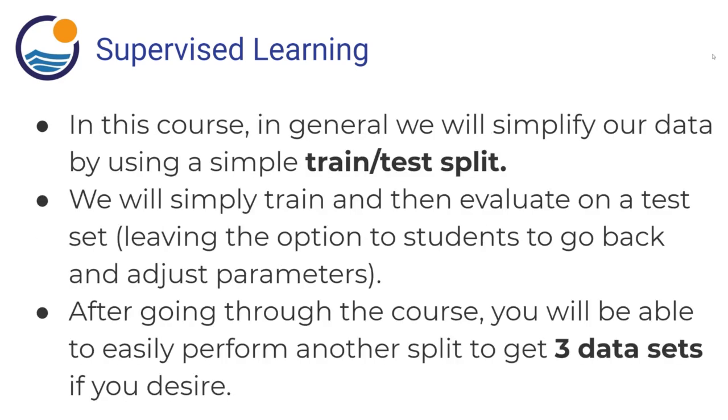Now, in this course, in general, we're going to simplify our data by just doing that single train test split. While technically we could be doing another split to get both a validation and a test set, for the kind of problems and exercises we're doing in this course, since we're not really deploying a lot of these models to the real world, it's not a huge deal that we essentially just have a training set and a test set, and we skip the in-between validation set. So we will simply train and then evaluate on a test set, and we'll leave the option to the students to go back and adjust the hyperparameters.